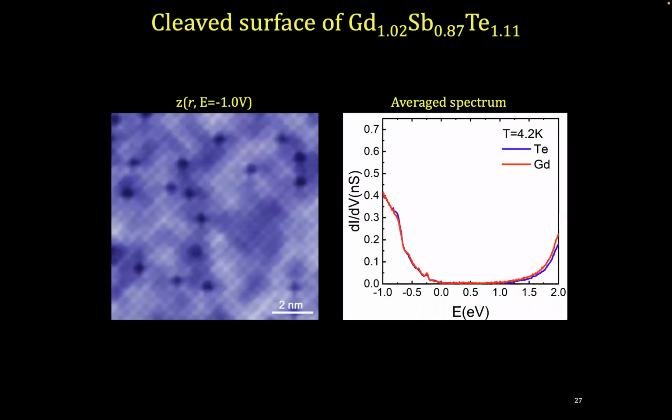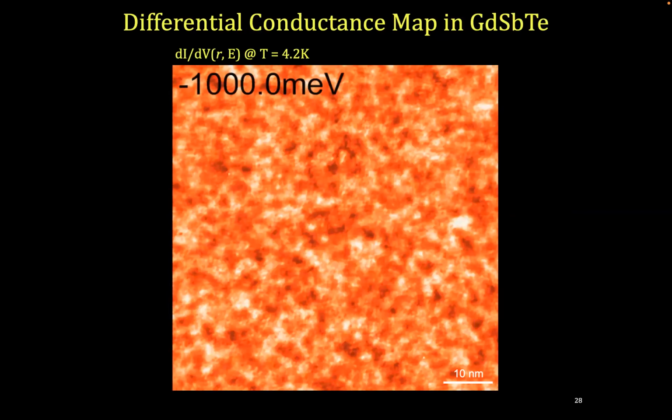Okay. So if we zoom in, you can also see these dark patches or bright patches, and also the tellurium vacancies. Okay, and then this is just the spectrum of this particular system, which is not completely gapped. This is a finite density of states, but there's a huge gap-like structure here. Okay, so unfortunately the movie doesn't play.